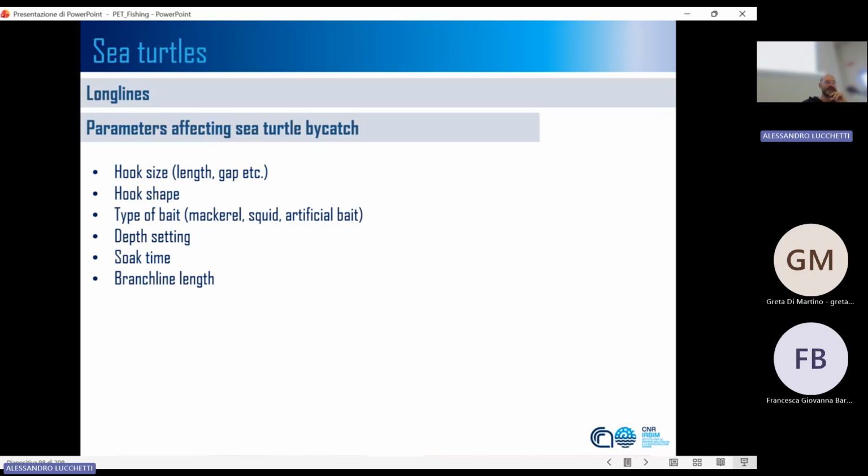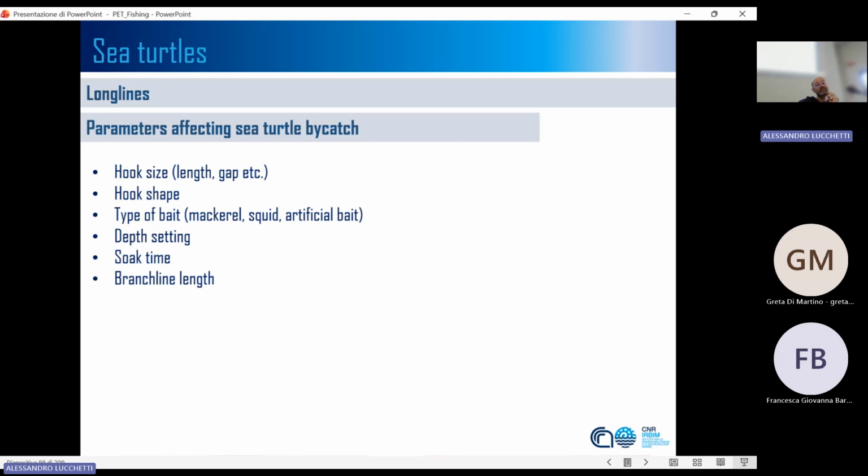For the long line, all these parameters can affect the bycatch: the hook size, the hook shape, the size and the type of bait, but also the depth setting. For instance, in the last, let's say, 10 years, in the Mediterranean Sea, they started to use mesopelagic long line instead of pelagic long lines. Therefore, they are going to use a deeper long line, and this behavior strongly reduces the bycatch of turtles. Therefore, this is a good solution.